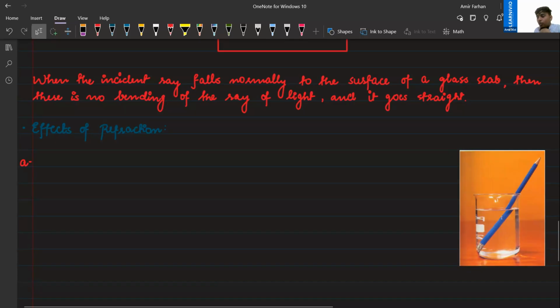And it's looking a little bit more magnified as compared to normal. Yes or no? Yes, sir.